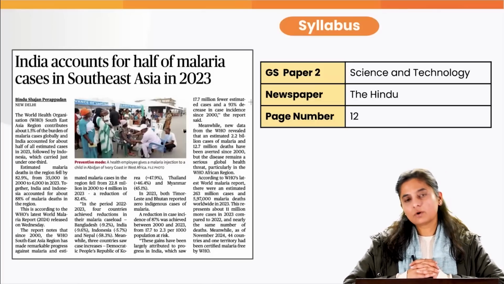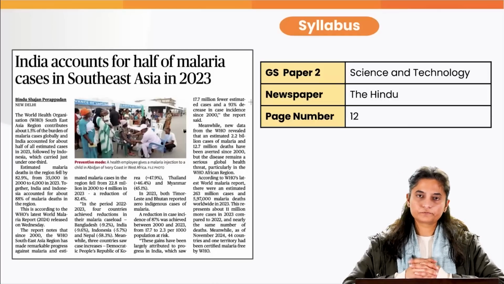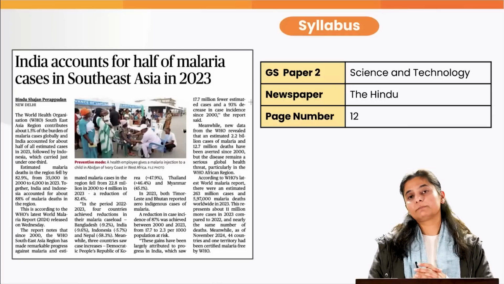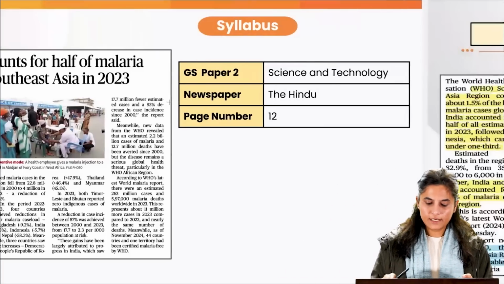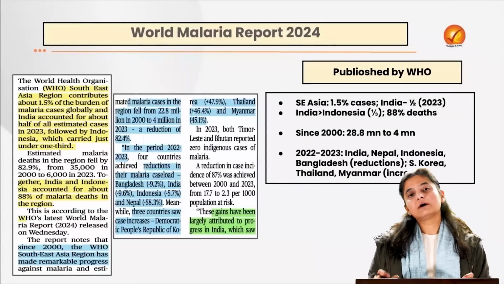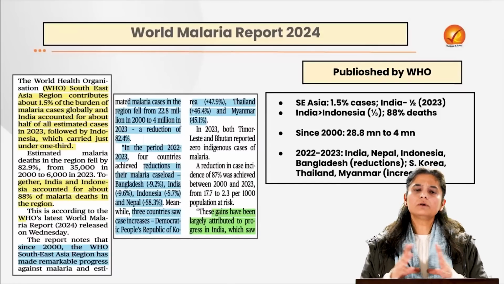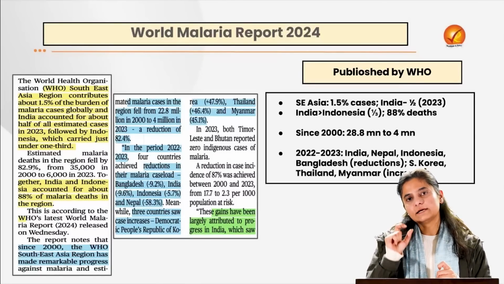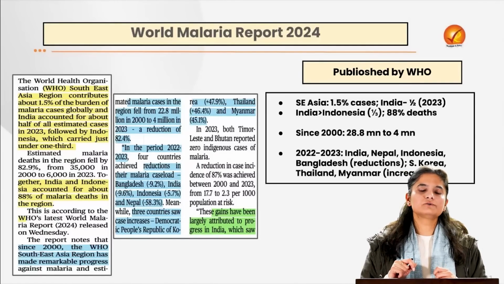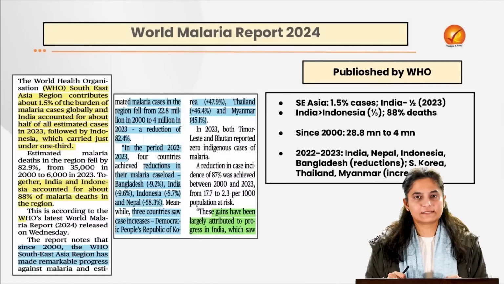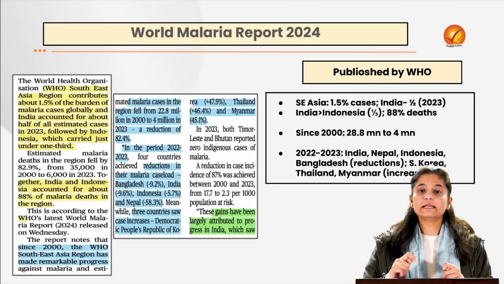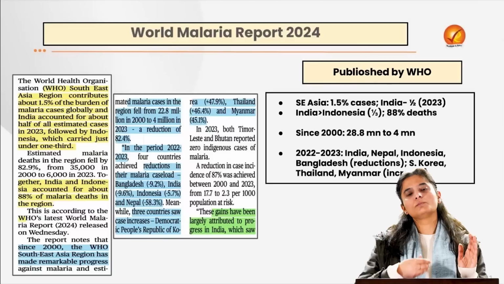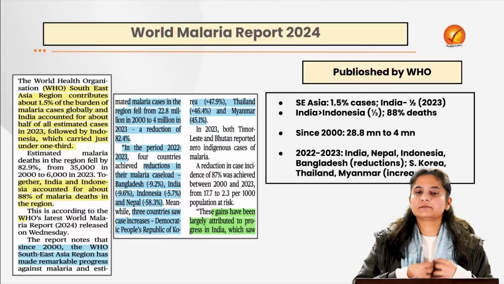So I speak on behalf of the WHO report, that is the World Malaria Report 2024, that has been published by the World Health Organization recently. And it says that from the global cases perspective, Southeast Asia accounts for around 1.5% of cases. And within South Asia, it is India that accounts for almost half of them. So like I said, global, and within the global, 1.5% is within Southeast Asia.